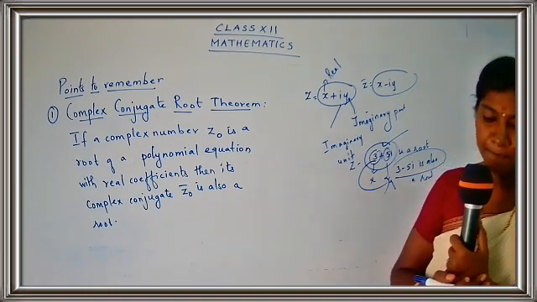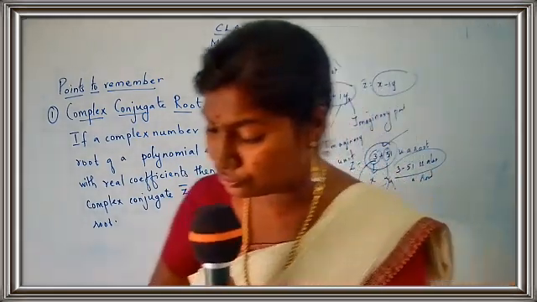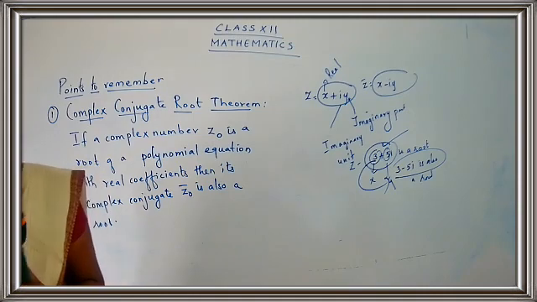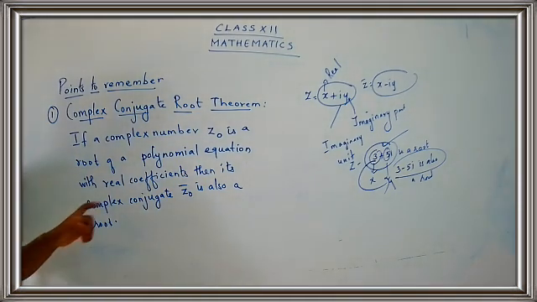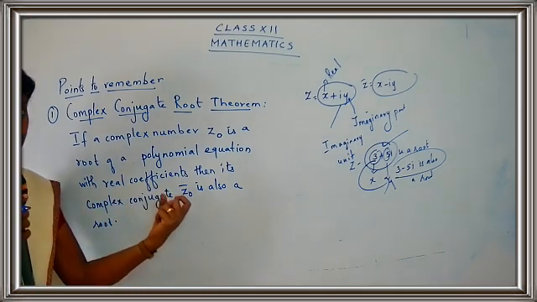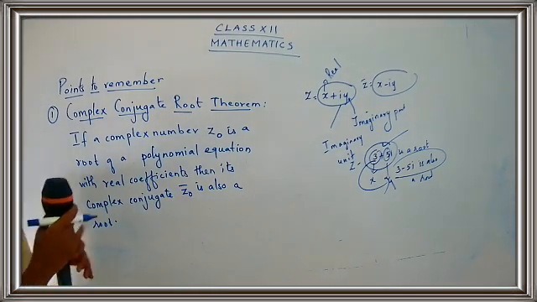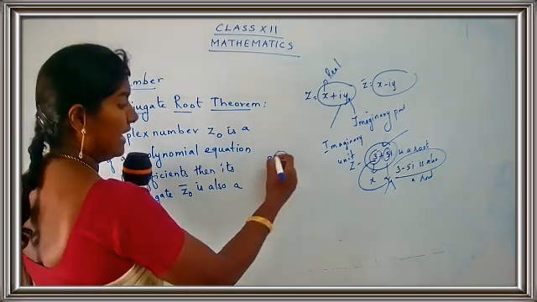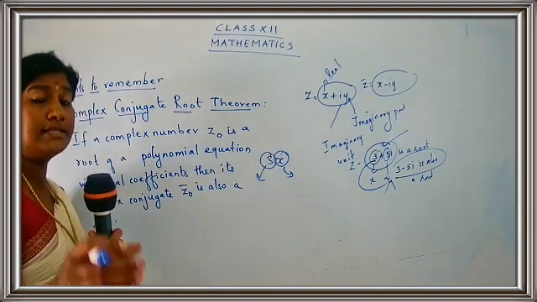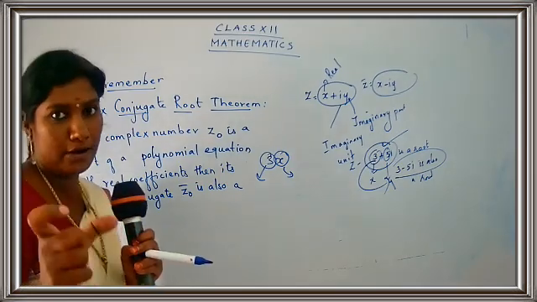Are you clear, children? Now let's go for point number 2. For point number 2, you have to refer page 109. Come to page 109. You may have a confusion: what is this real coefficients over here? You know the meaning of coefficients, children? Like if you have 3x, here x is the variable part and 3 is the coefficient part. And whenever you consider the coefficient, you have to consider the sign also.